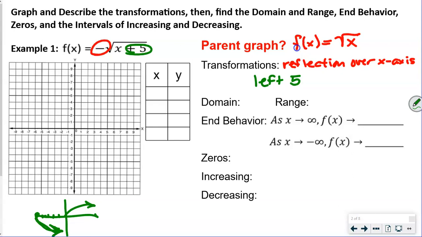So what I want to show you guys now is how to use the table function on your calculators for you to basically fill in this table and figure out what the graph looks like.